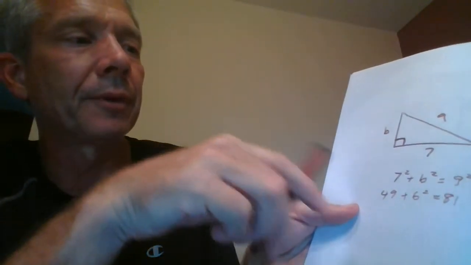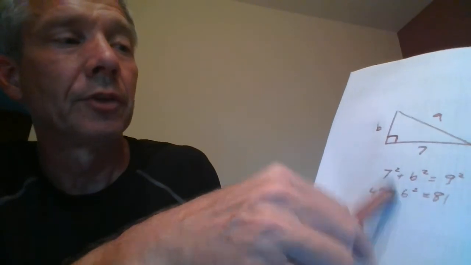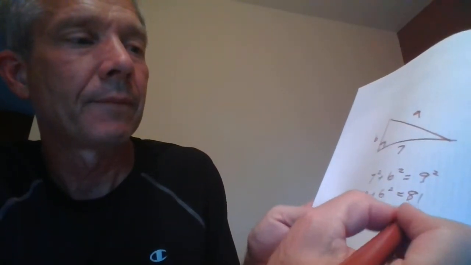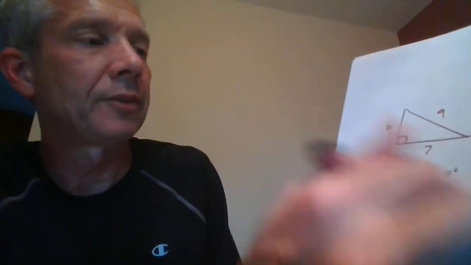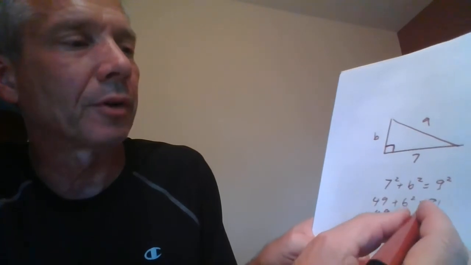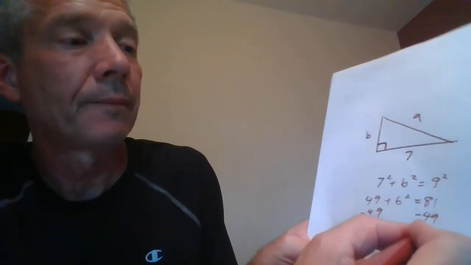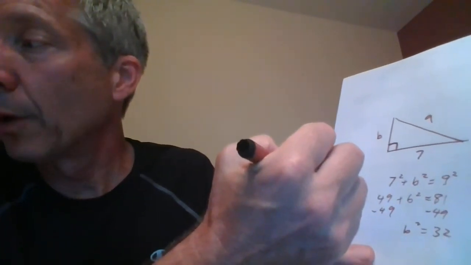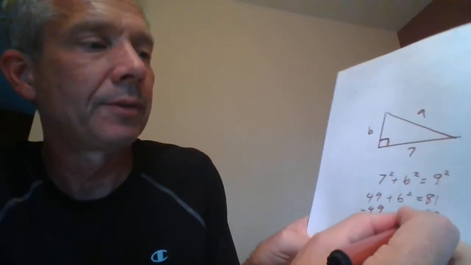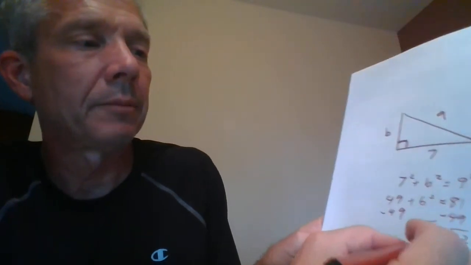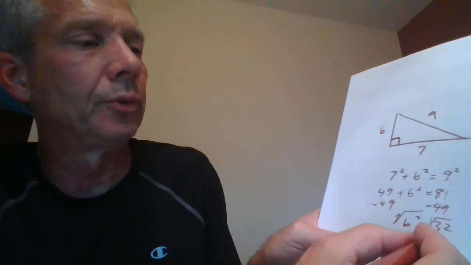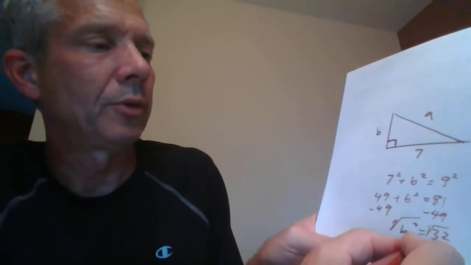Now, this is a little bit different. I'm trying to solve for B. So I'm going to subtract 49 from both sides. Okay, that's going to give me B squared is equal to, and I think I did this wrong a minute ago, 32. And then if I take the square root of both sides, that does break down. That breaks down to, is that 16 times 2? I'm hoping I do this right.